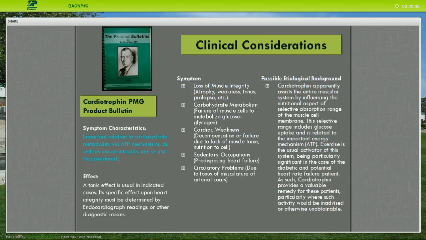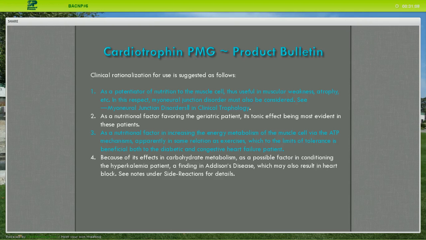Now if we move to Cardiotrophin, we'll see it plays an important role in relation to carbohydrate metabolism via the ATP mechanism. So exactly what we talked about at the top of the presentation with the B vitamins controlling the Krebs cycle and glycolysis and oxidative phosphorylation. We're improving ATP production, as well as removing those barriers to healing, which is how I think of all of the protomorphogens.